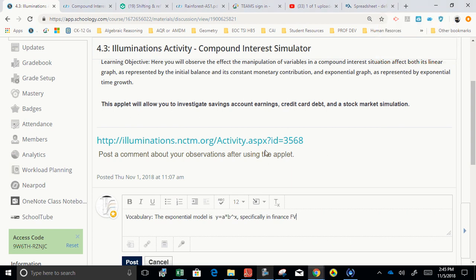Okay, here we go. Vocabulary. Exponential model is y equals a times b to the x. Specifically, in finance, future value equals present value times open parentheses 1 plus r divided by n, close parentheses, raised to the power of n times t, where FV is the future value of money.